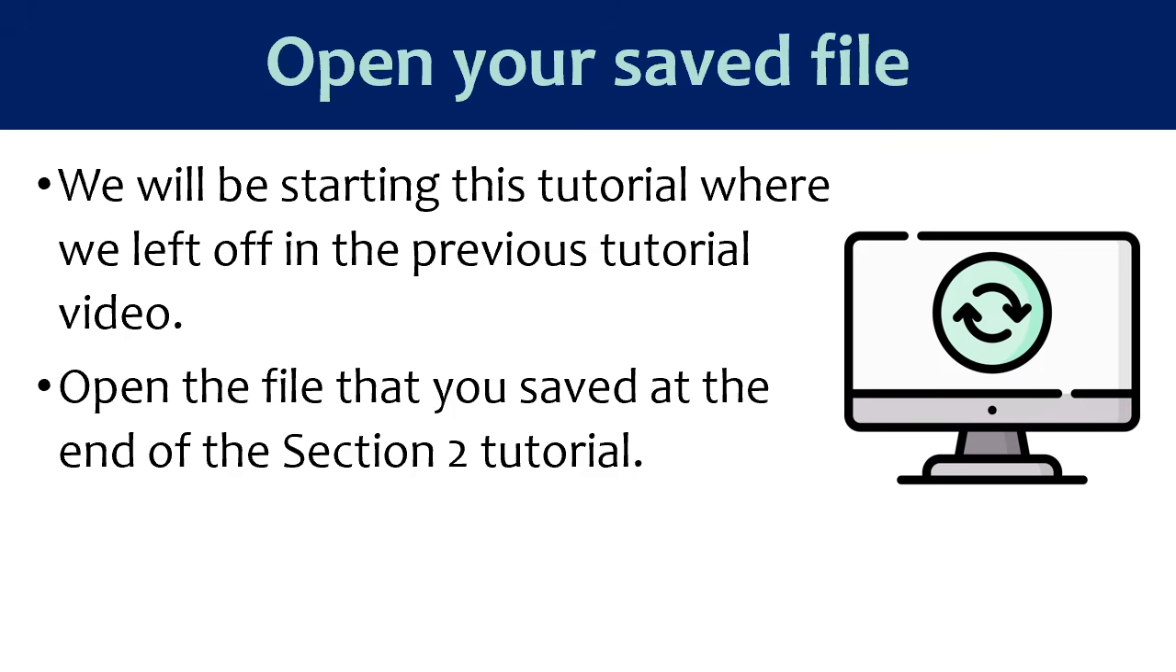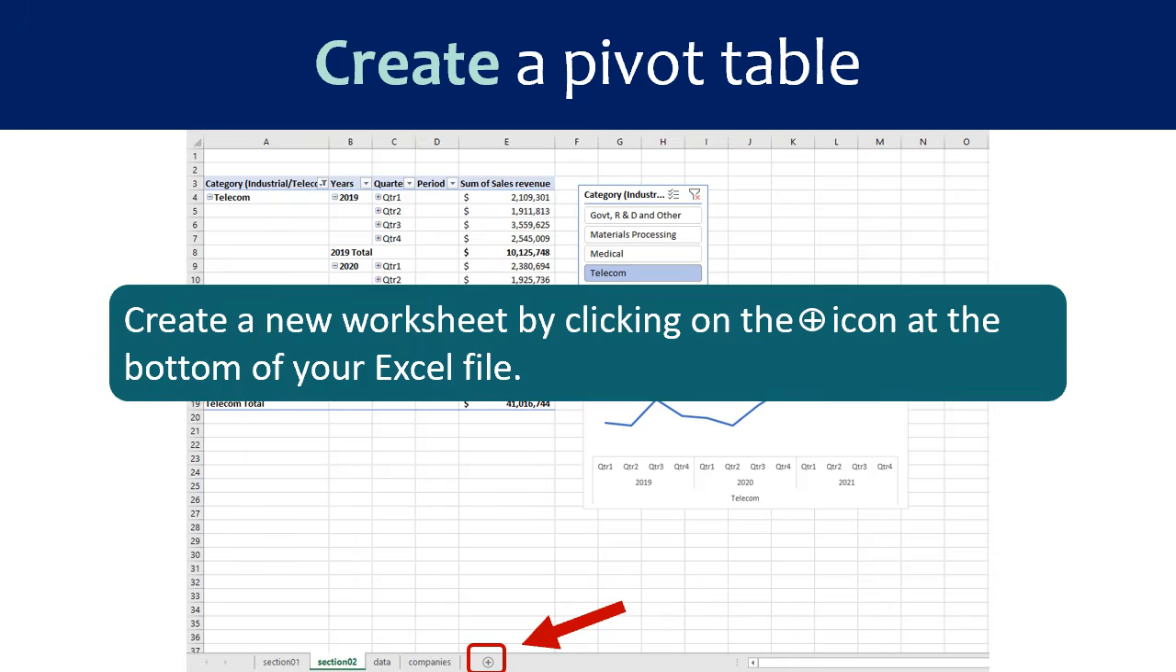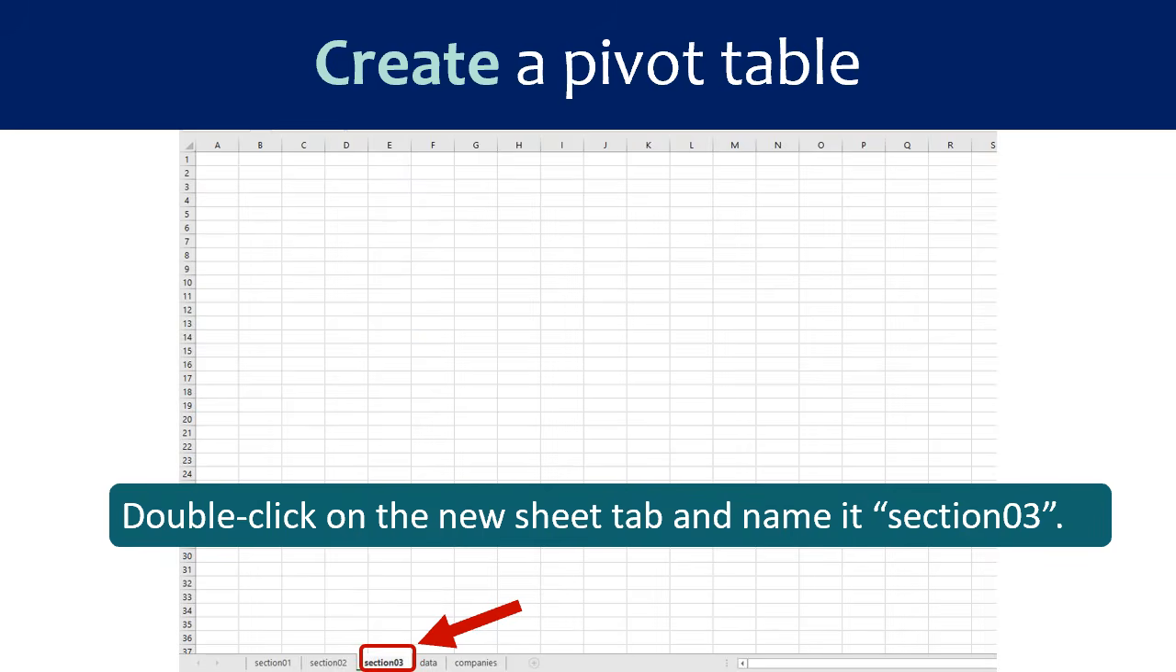We will be starting this tutorial where we left off in the previous tutorial video. Open the file that you saved at the end of the Section 2 tutorial. Using the file you created in Section 02, create a new worksheet by clicking on the plus icon at the bottom of your Excel file. Double-click on the New Sheet tab and name it Section 03.